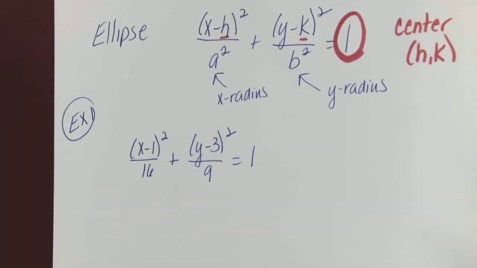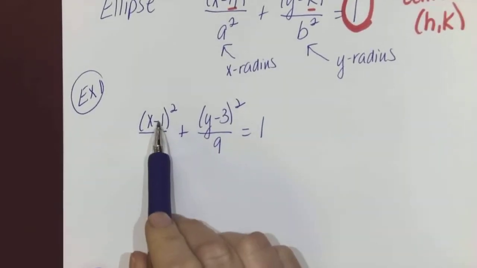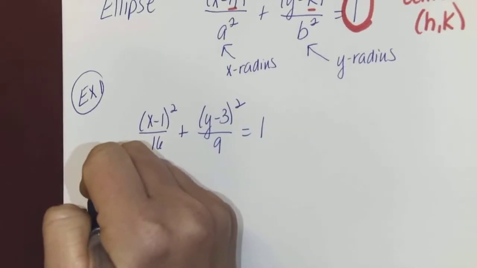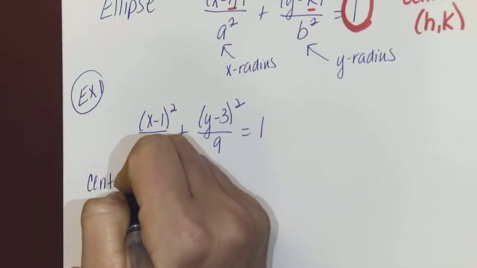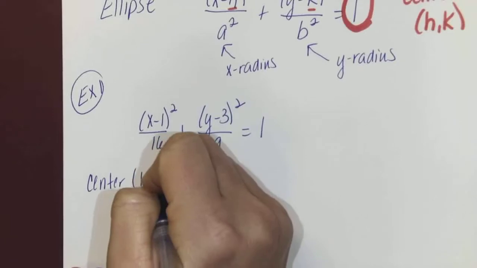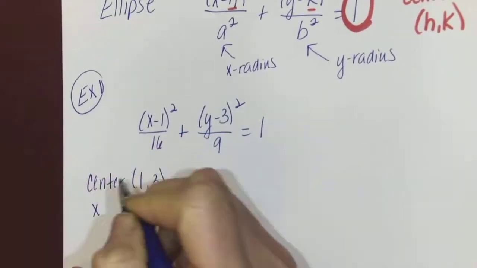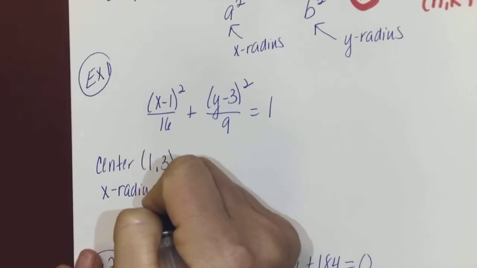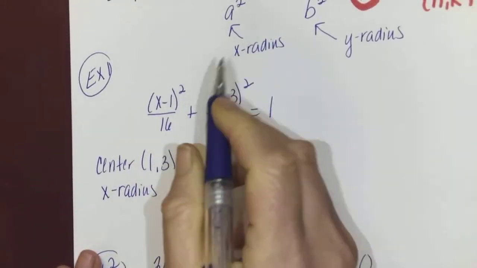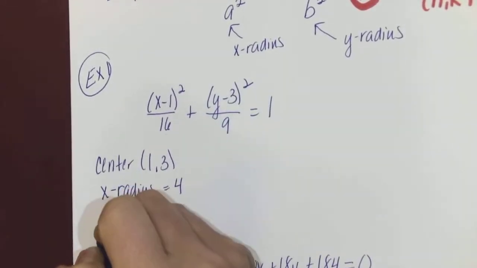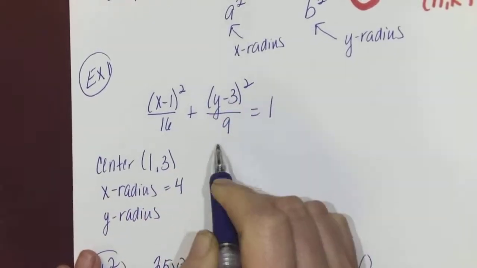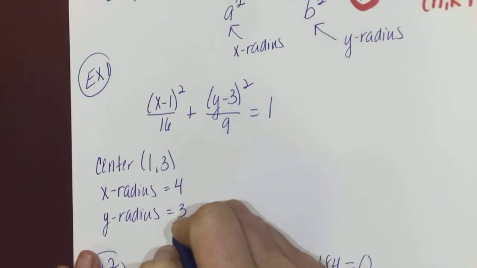So if we look at the first one here, the center is 1, 3. Again, we take the opposite of what's in parentheses. So the center is 1, 3. My x radius is the square root of 16, which is 4. And my y radius is the square root of 9, which is 3.